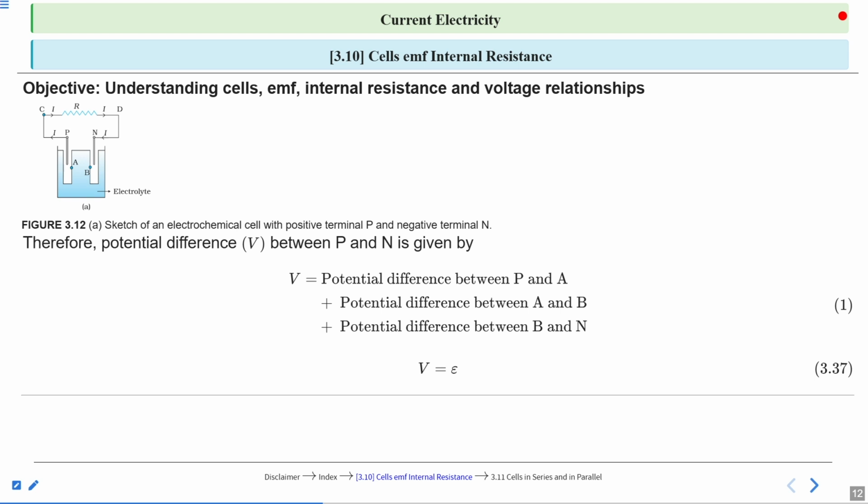Why? Because we have connected the infinite resistor, due to which no current is flowing through the circuit, meaning it is an open circuit. This is the definition of EMF. What is EMF? It is the potential difference between the electrodes when no current is being drawn from the cell. If the cell is not being used, there is no current in the circuit because R is infinite. So this potential difference between the electrodes will be equal to the EMF of the cell, E. Mark it as equation 3.37.